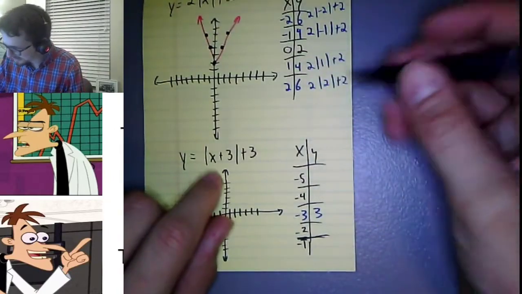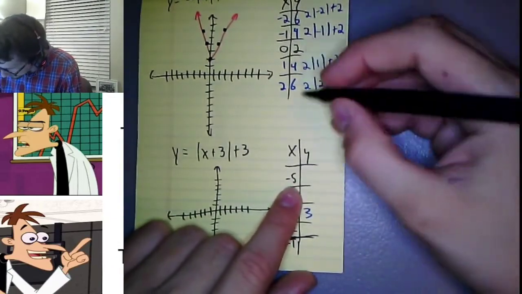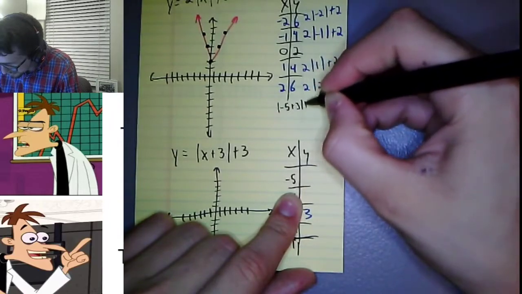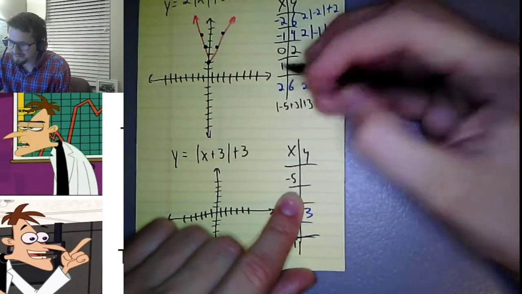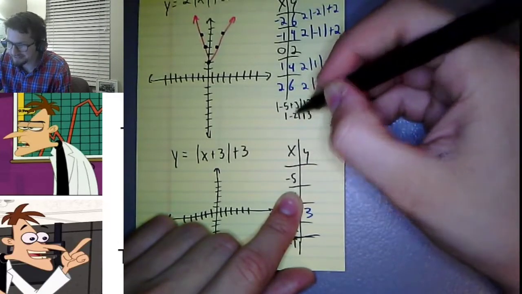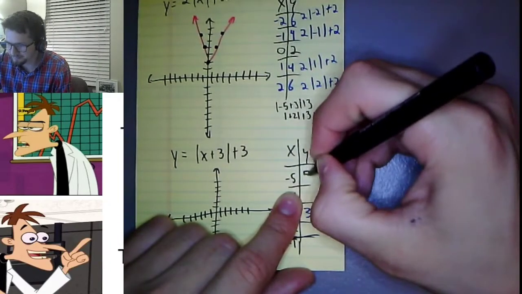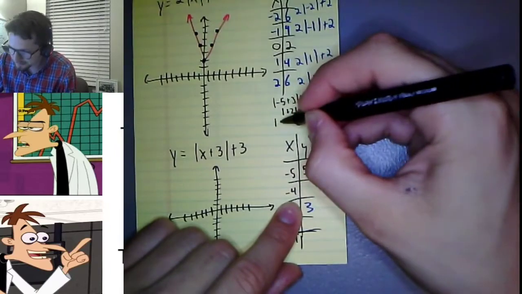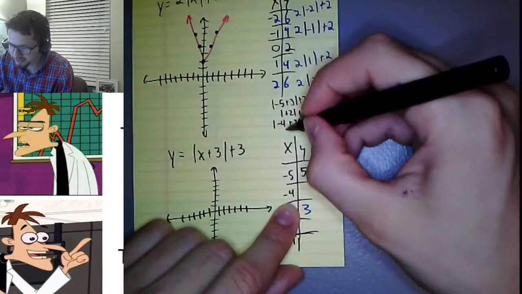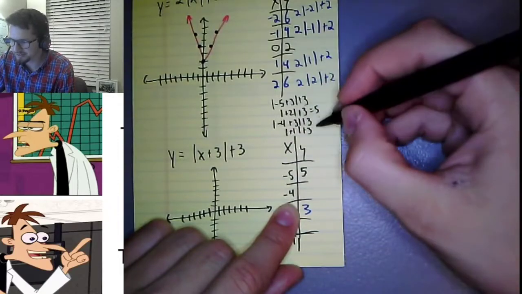So for negative 5, I don't have a whole lot of room, but I'll make it work. I'll write it up here. Absolute value of negative 5 plus 3, plus 3. What's negative 5 plus 3? Negative 2. The absolute value of negative 2 is positive 2, so 2 plus 3 is 5. Let's try negative 4. The absolute value of negative 4 plus 3, plus 3. What's negative 4 plus 3? Negative 1. What's negative 1 absolute value? Positive 1. 1 plus 3 is 4.